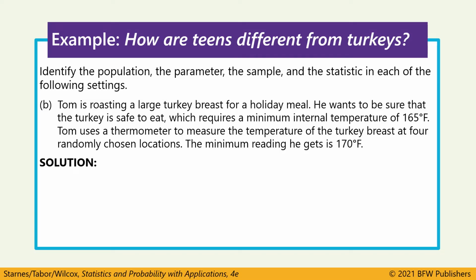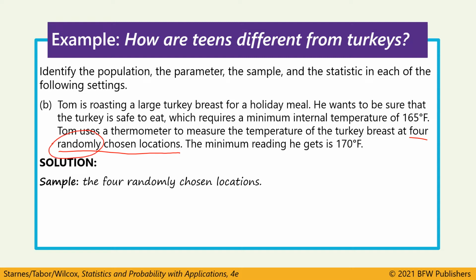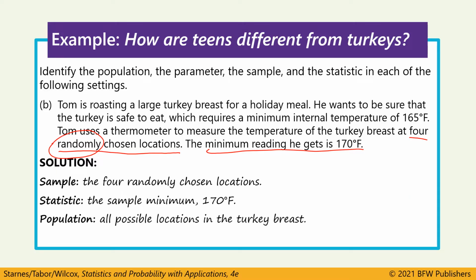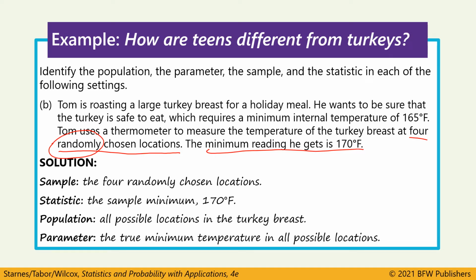So the sample is the readings that we take. In this case, we're taking thermometer readings from these 4 randomly chosen locations. All of our samples should be done randomly. The statistic is the value that we get from that sample. In this case, the minimum reading from those 4 locations is 170 degrees Fahrenheit. This is representing the population of the internal temperature all across the turkey breast at all locations. And the parameter that we're estimating is the true minimum temperature. So we want to make sure that across this entire turkey breast, everywhere, it's above 165 degrees.